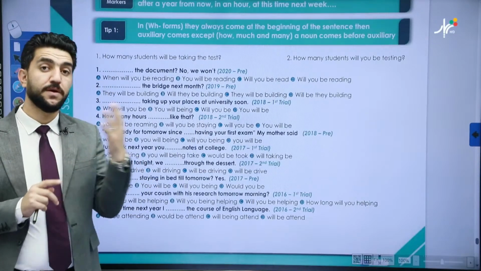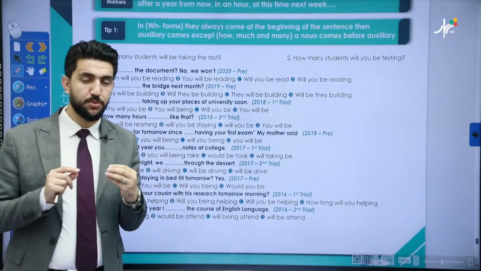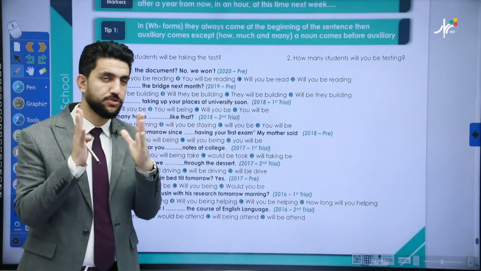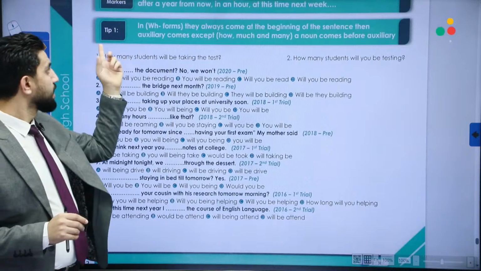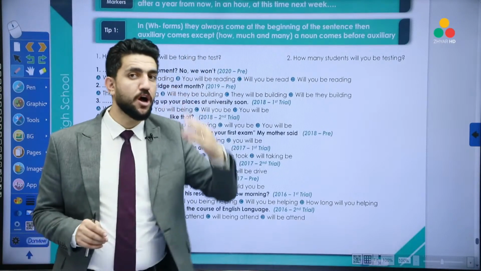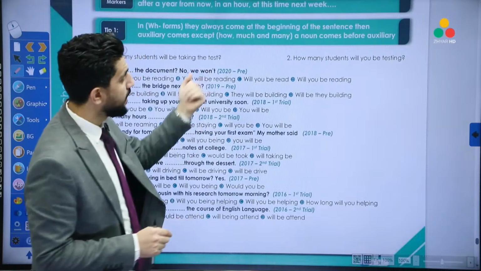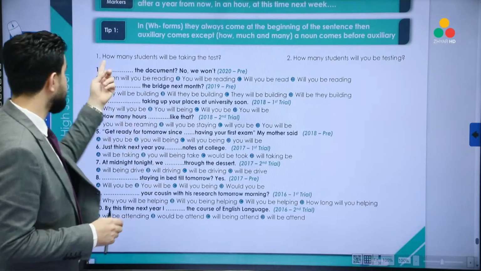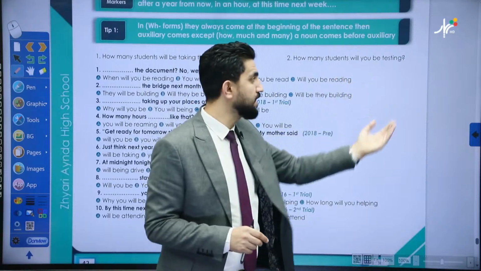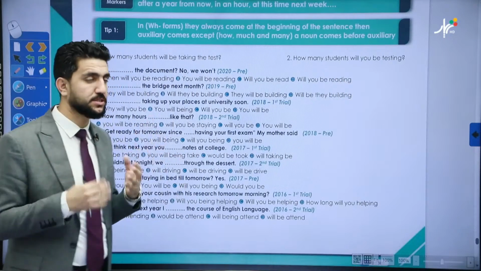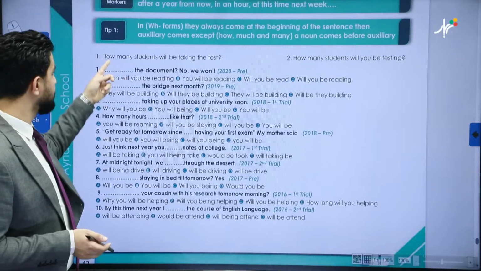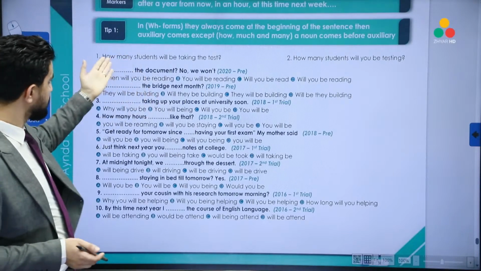We said verb be is very important when we have be in the future continuous, and also ing, the two key ones, okay? We talked about the WH question, but here it's different when it comes to how much and how many, because they often come before the auxiliary. Look at here. How many students will be taking the test? How many students will you be testing? So the two sentences, and both of them are correct. So they could come at the beginning, they could come like this way.